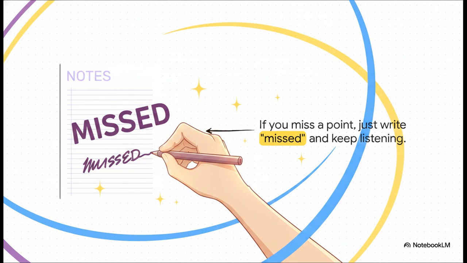Here's your safety net. If you lose track, simply write the word missed in your grid and leave it behind. Don't panic, don't freeze up, just accept it, drop down a line, and keep listening for the next clue. You only really need enough content to fill about 90 seconds of speech, so one missed point won't ruin your score if you just keep moving forward.